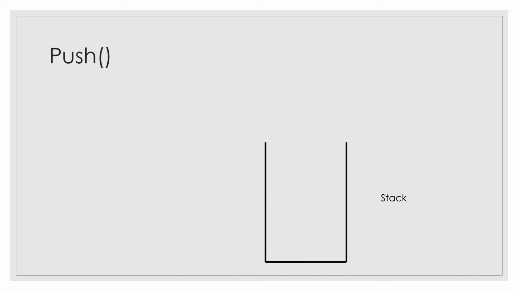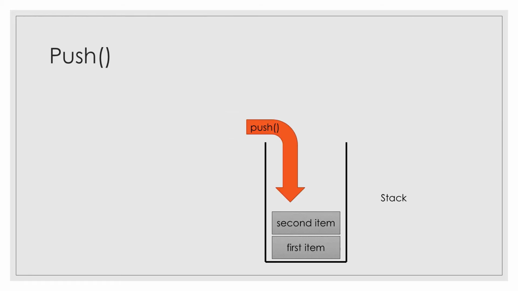Here's how it works. We have an item. We want to store that, so we put it on our stack. We say we pushed it onto the stack. Now here's another item. We push that on top of the first one. Now here's the third item. We push that one on top of the second item.